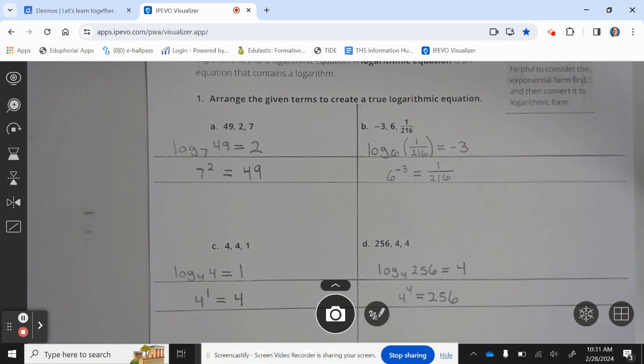1c, given 4, 4, and 1, you can write log base 4 of 4 equals 1, or 4 to the 1 equals 4. 1d, given 256, 4, and 4, you can write log base 4 of 256 equals 4, or 4 to the 4 equals 256. All right, let's take a look at the next page.